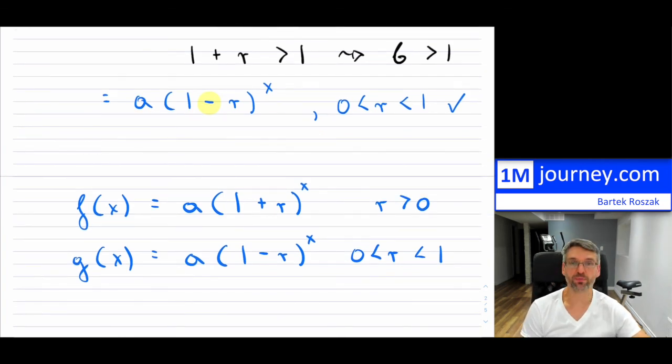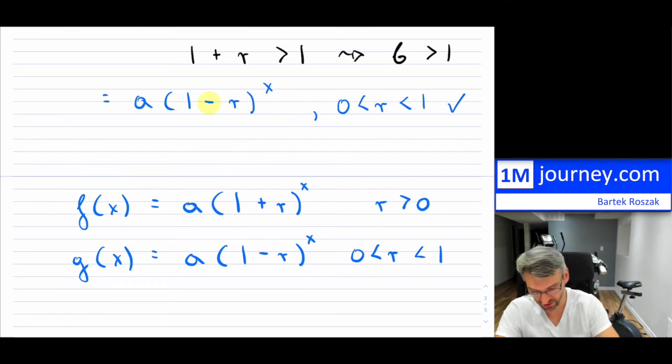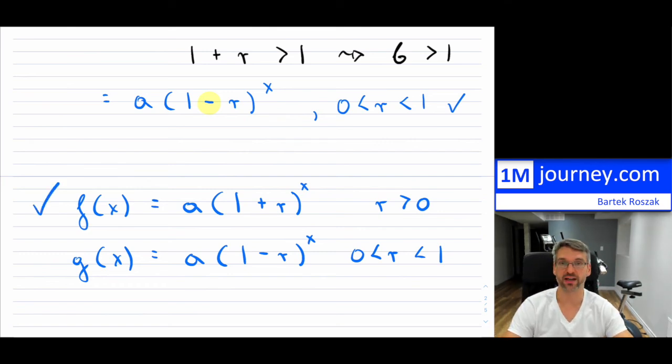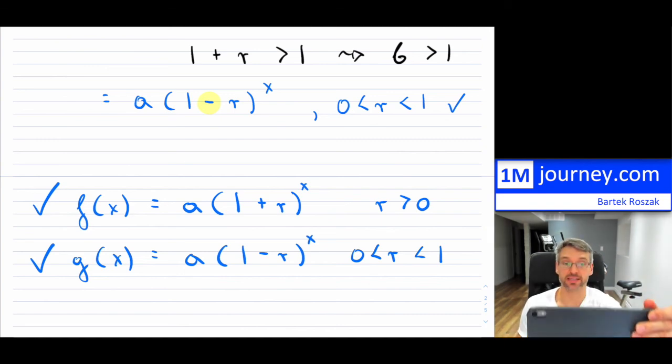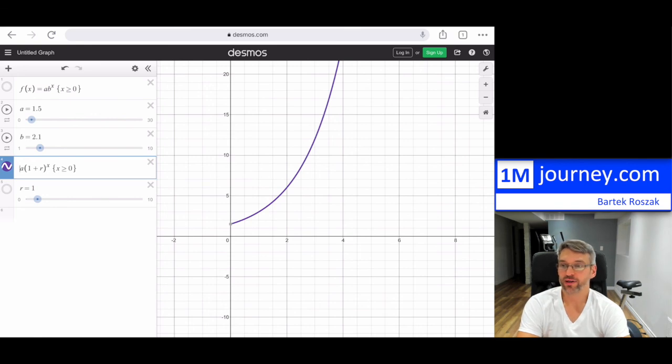And if you would plot this on decimals for these values of r, you would notice that the first case just represents exponential growth, and the second one is actually exponential decay. That's what you would see here. So let me plot it for you again, just so that you can see. All right, so here is your function. This is your exponential growth.